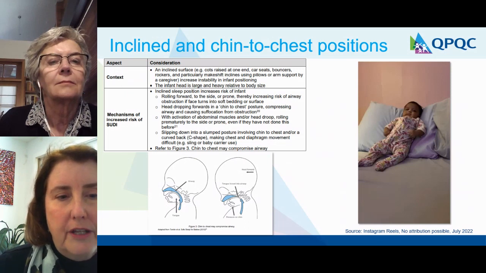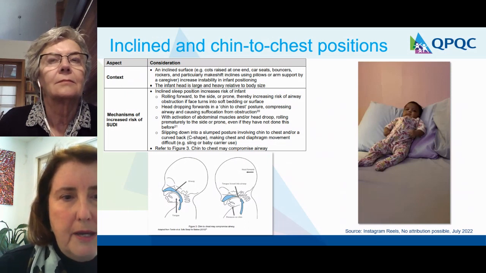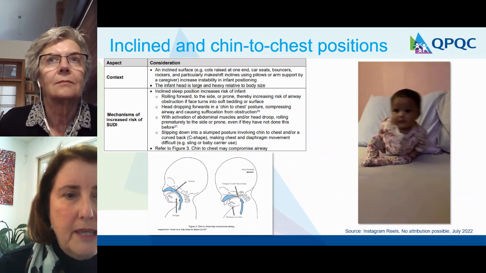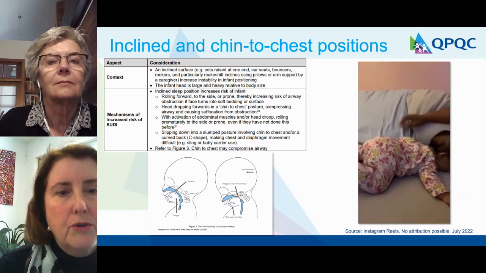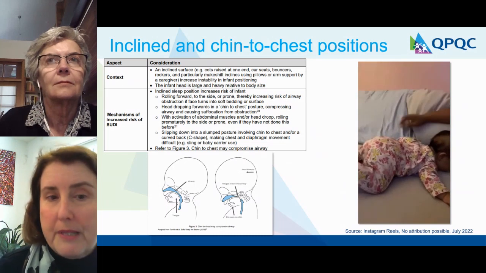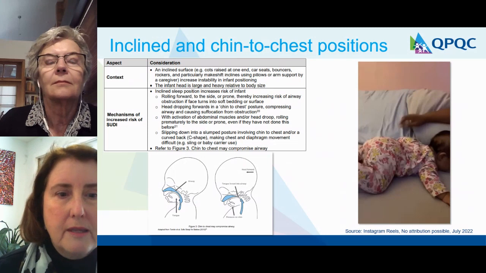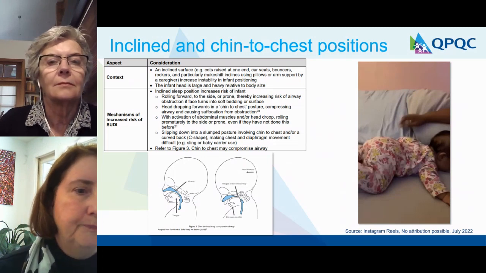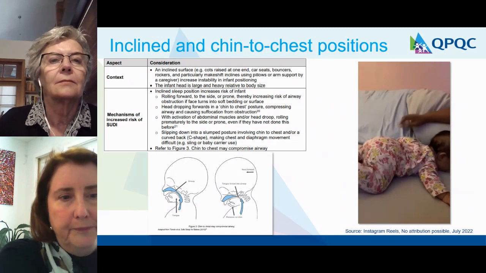So we have a little video here that shows a little baby propped on a pillow quite nicely, thinking that they're all safe and ready to go to sleep. And with a bit of movement, their heavy heads tend to cause them to roll forward. Now, if that happens in the middle of the night and no one is there to rescue that baby, their face is generally pressed down into the bedding. Thanks, Julie.